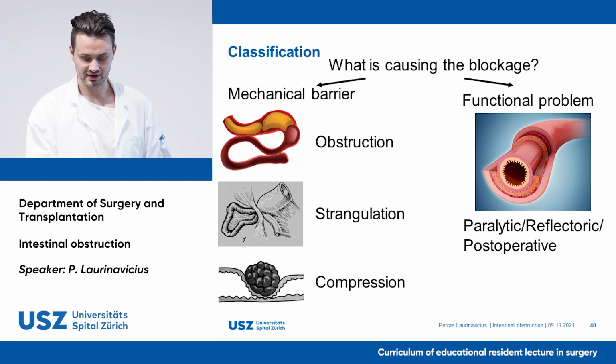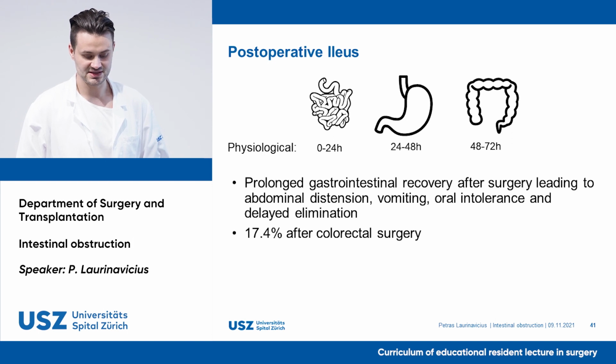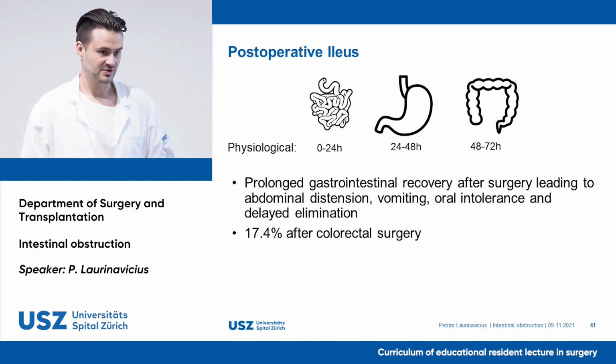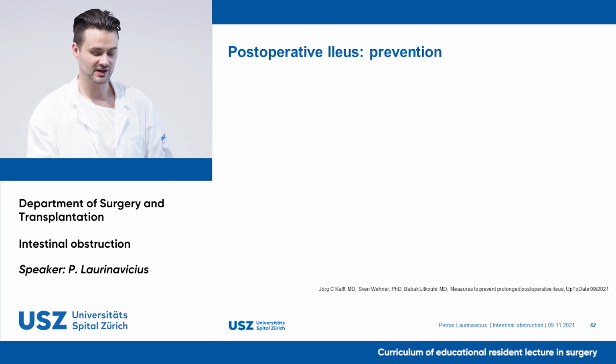At the end, I would like to tell a few words about the postoperative ileus. The postoperative dysfunction of intestinal muscles is actually a physiological finding up to 72 hours, according to the localization of the surgery. However, if it is prolonged and causes abdominal distension, vomiting, oral intolerance, and delayed elimination, it is pathological and called postoperative ileus. It is a pretty common condition, appearing in up to 17.4% of the cases after colorectal surgery, for example. It is worth mentioning that it is a completely reversible condition, and there are many preventive factors known.